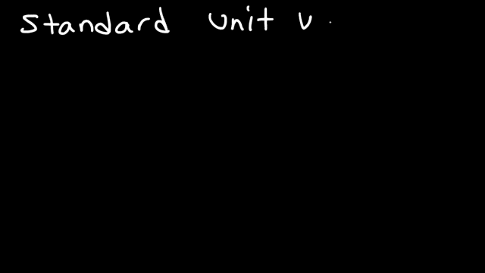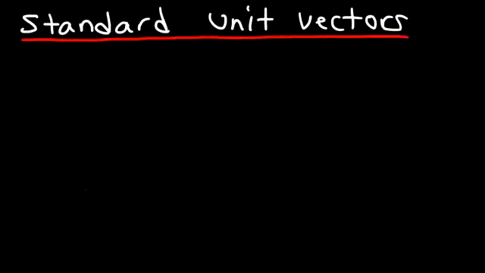So now that you know how to find a unit vector, I think it's a good time to talk about standard unit vectors. So what exactly is a standard unit vector? There's 3 of them that you need to be familiar with. Perhaps you've seen them before: i, j, and k. Each of these are unit vectors with a magnitude of 1.